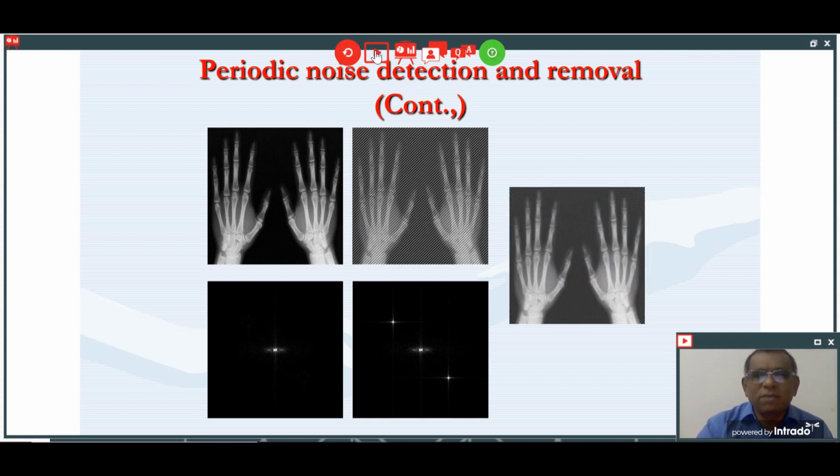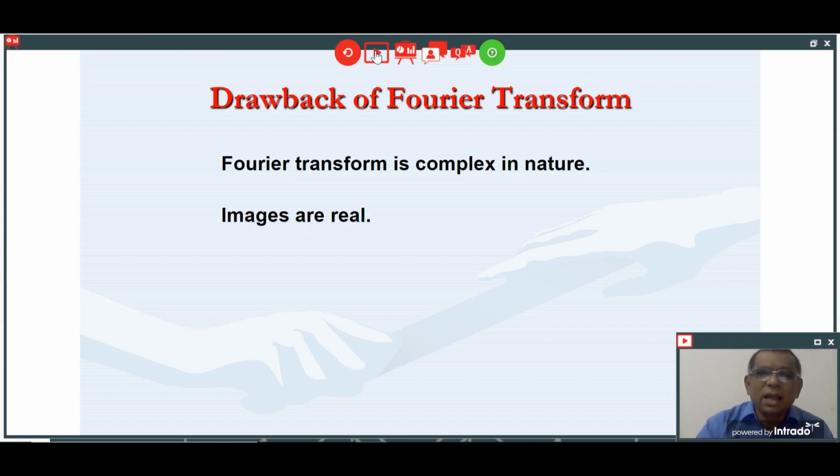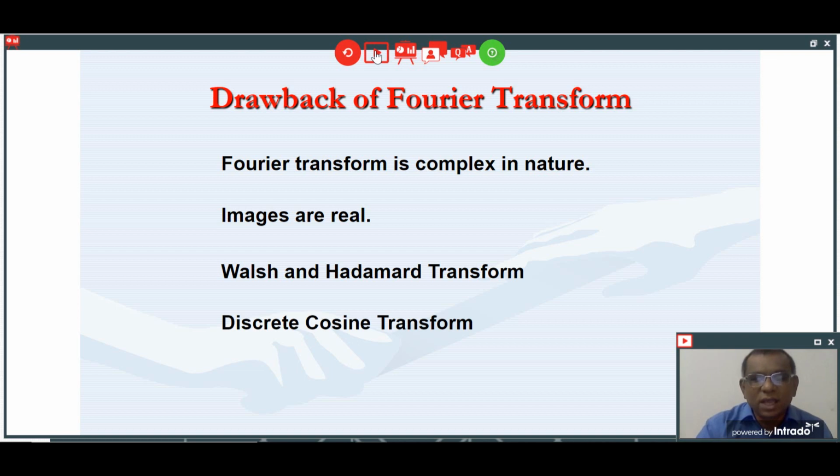So one application we have discussed here is how the Fourier transform can be used to identify periodic interference, or sinusoidal interference, in a digital image. But the Fourier transform has some drawbacks. One is that it is complex in nature, but most images are real in nature. So there are different transforms in the case of images. One is the Walsh and Hadamard transform. Then we have the discrete cosine transform, which is purely a real transform. And then the wavelet transform, which is basically a multi-scale analysis.